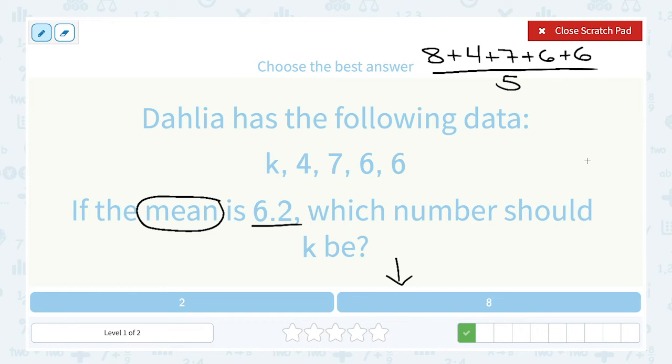Okay, so when we add 8 plus 4 plus 7 plus 6 plus 6, that gives me 31. And then I still need to divide that 31 by 5. And that gives me 6.2. So since it worked out to be exactly the mean we were looking for, that works, and K must be 8.